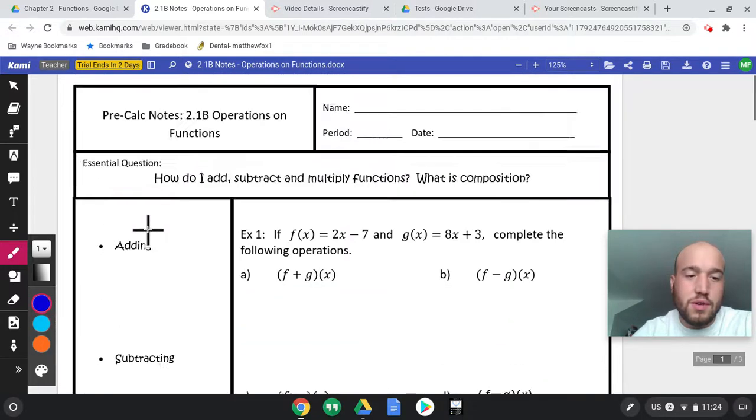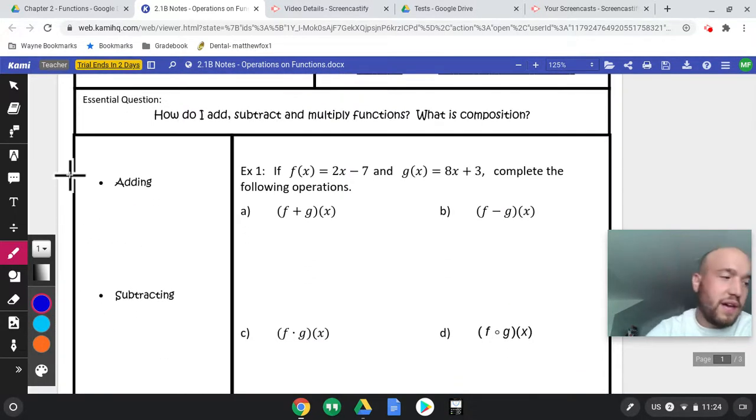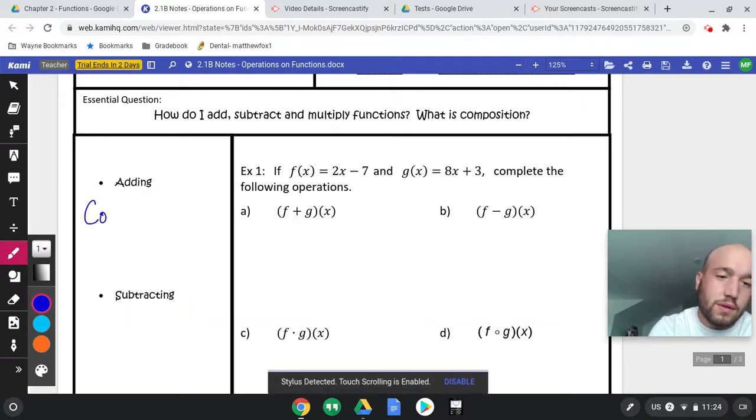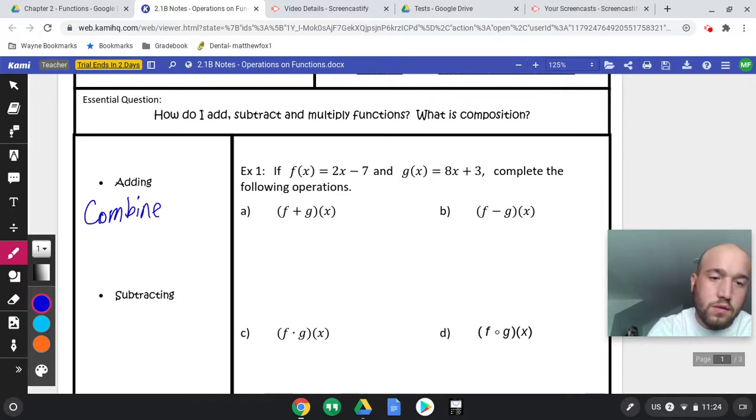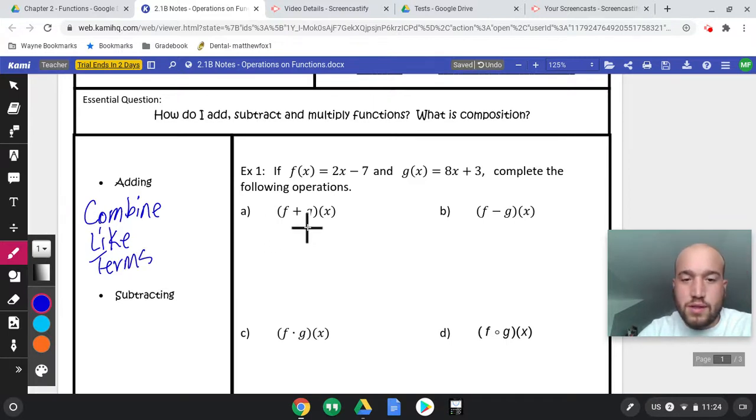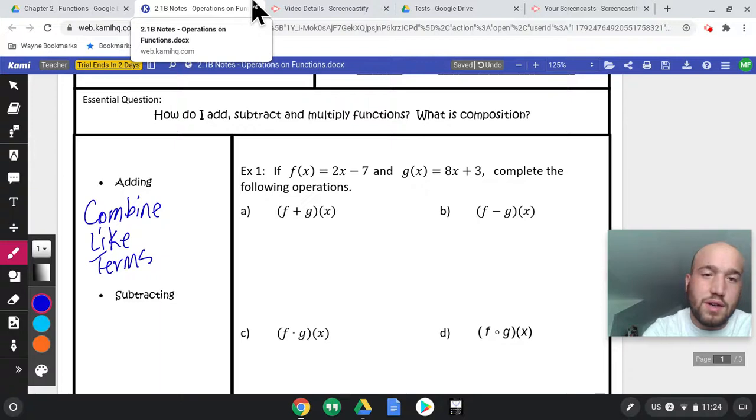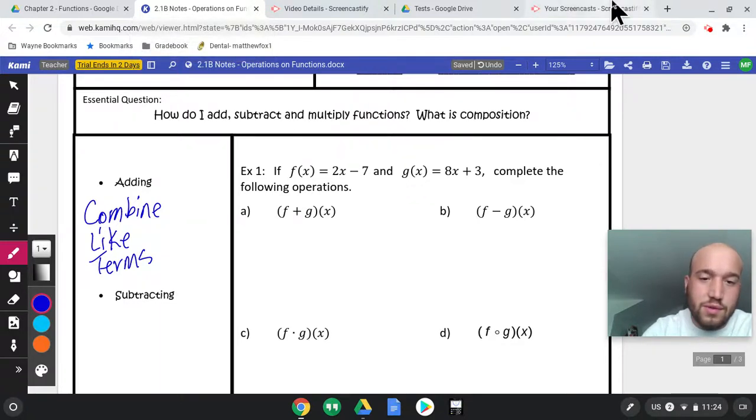So to start off, we're going to be adding, which you guys know is when we combine our like terms. When I say adding, today we're going to add our functions. So we're going to combine the like terms between the two functions. In our case here, we have f plus g of x. What that means is we take f of x and g of x, and we're going to add those two together. So let's start by writing f of x, and I'll put it in parentheses here.